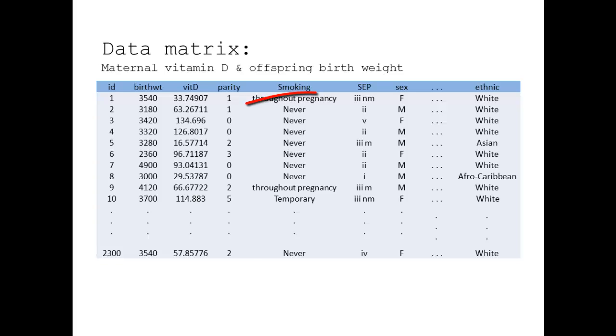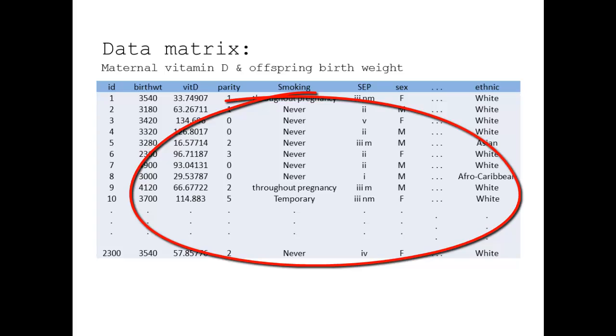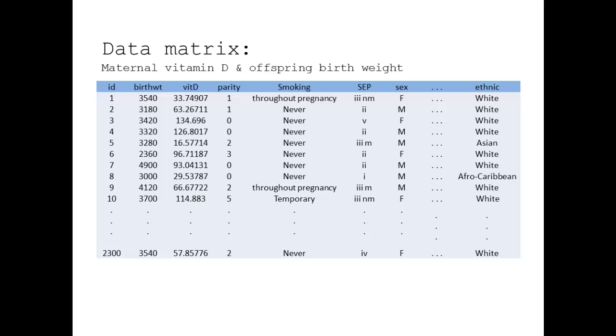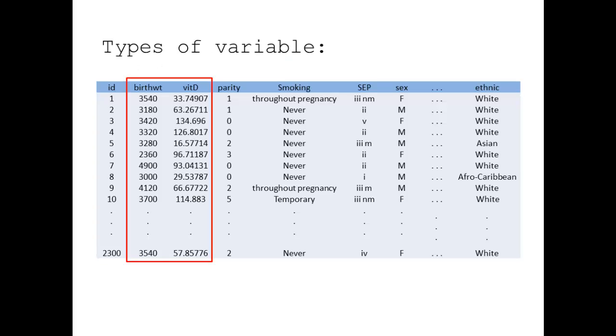And you can see by looking at the values in the data matrix that some of these variables are inherently different. So let's define them. So child's birth weight and maternal vitamin D are both numerical variables and are on a continuous scale. By continuous, we mean that in principle, they could take any value within a biologically plausible range, of course.